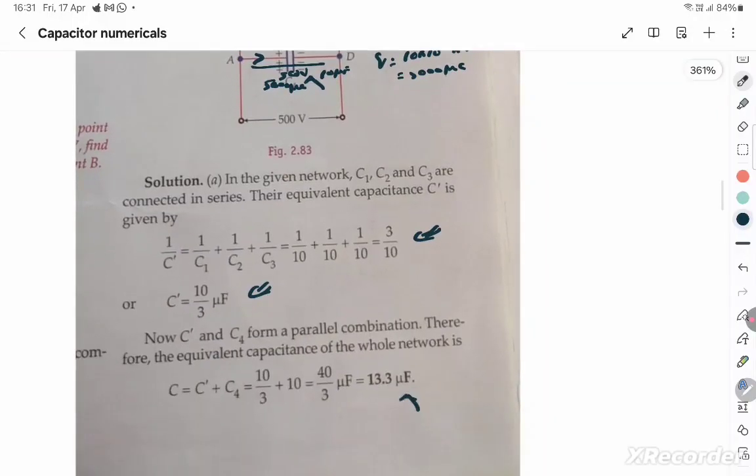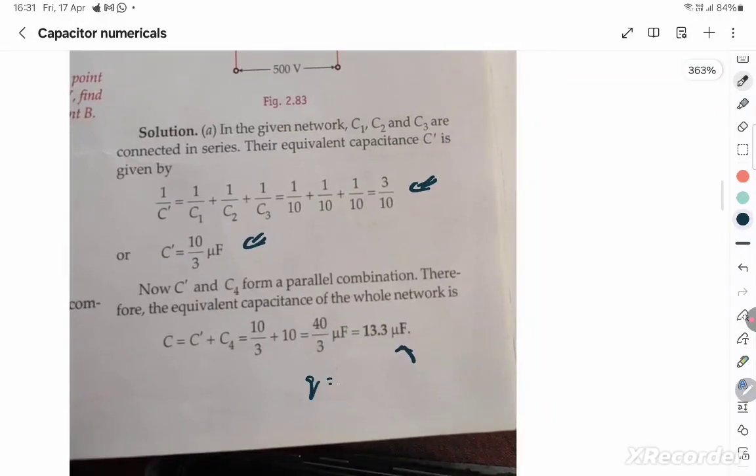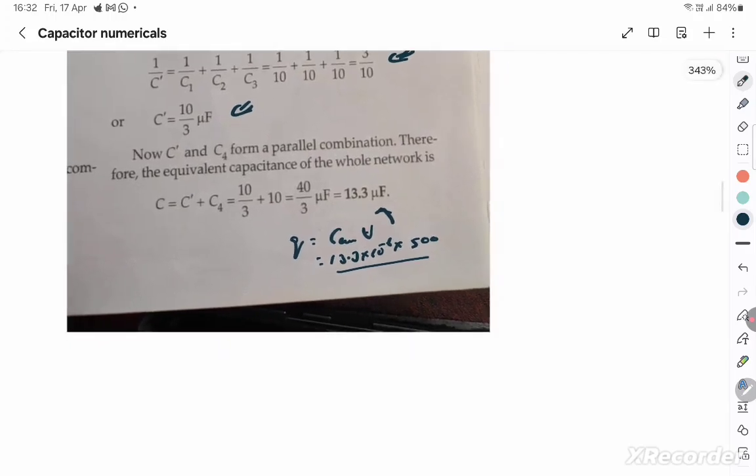Let me find the total charge. The total charge is C equivalent into V, which is 13.3 into 10 to the power minus 6 into voltage 500. You multiply this, and you get the total charge to be 6650 into 10 to the power minus 6.